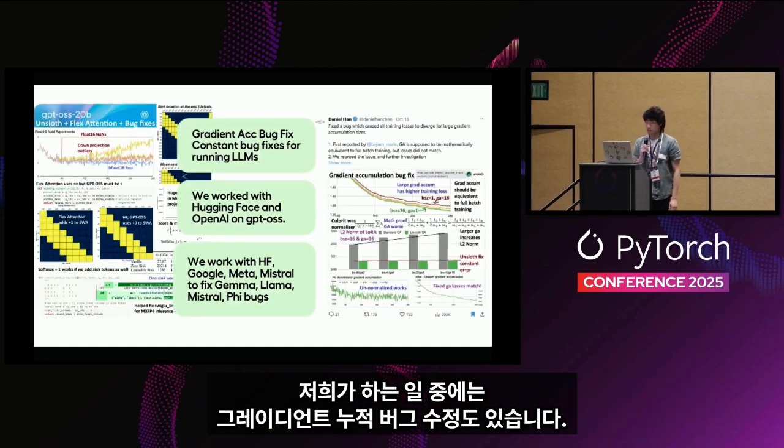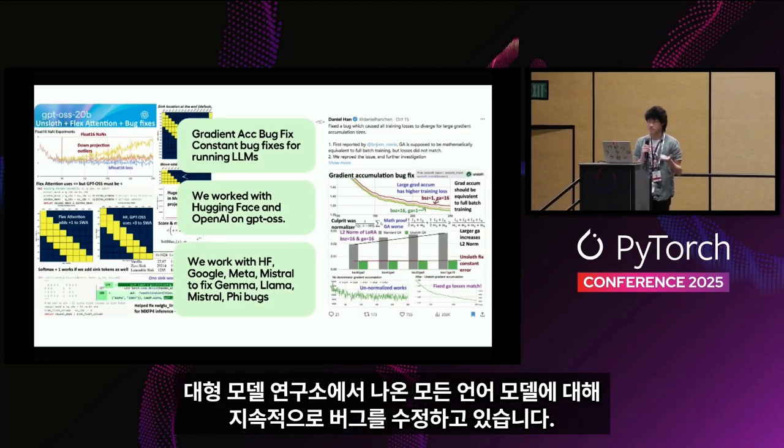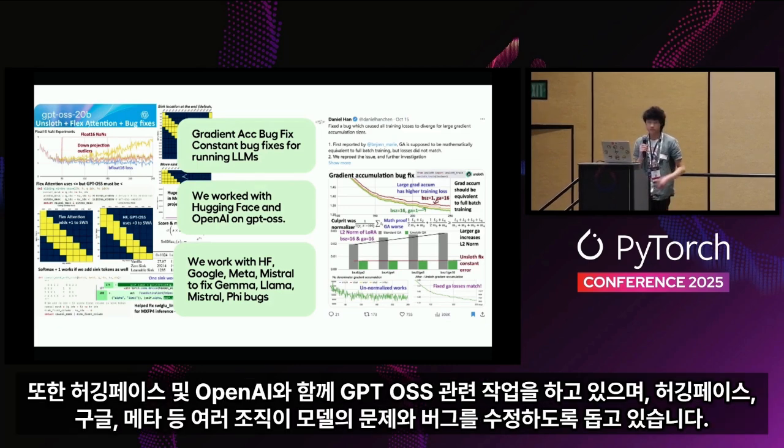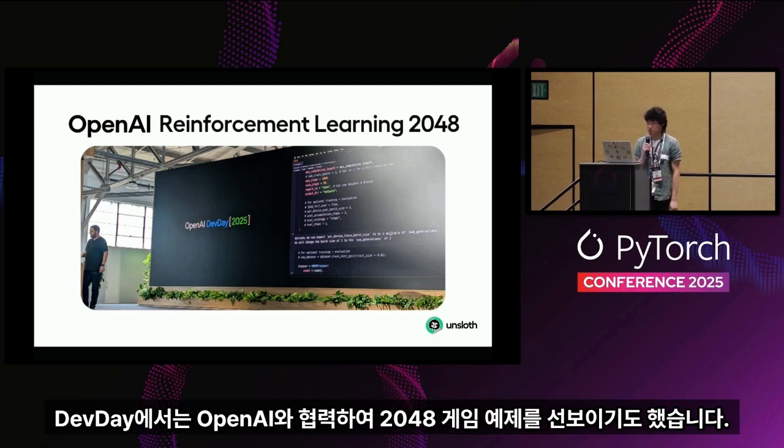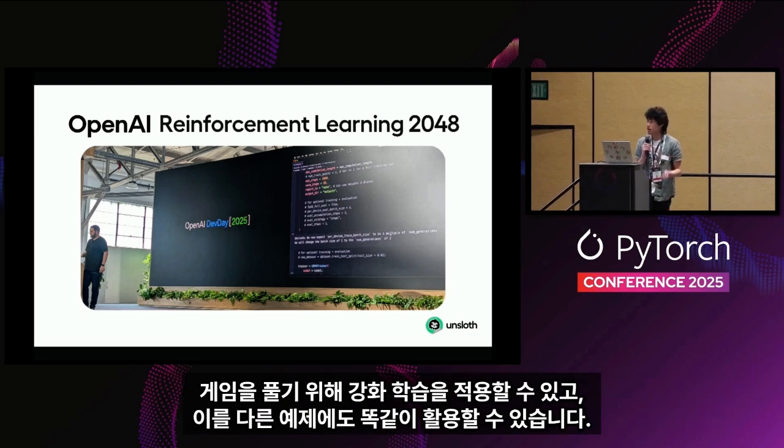Some of the work that we do includes a gradient accumulation bug fix. We do constant bug fixes for all language models from all large model labs. We also work with Hugging Face and OpenAI on GPTOSS, and we help Hugging Face, Google, Meta, and other organizations fix issues and bugs in models. We collaborated with OpenAI during Dev Day to do the 2048 example. So you can do reinforcement learning to solve games and make this work for other examples as well.